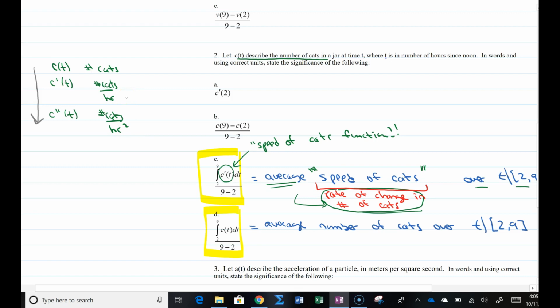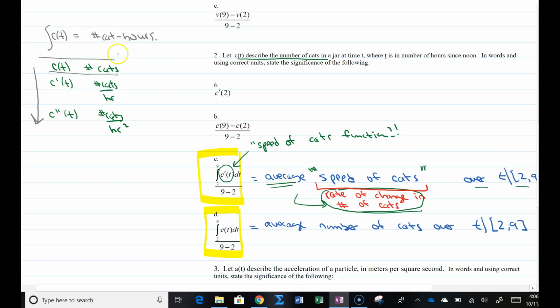And so Jason was asking me, well, does that mean the units for the antiderivative of c of t would be not cats, because cats is c of t, but this would be like number of cat hours? And the answer is yes.